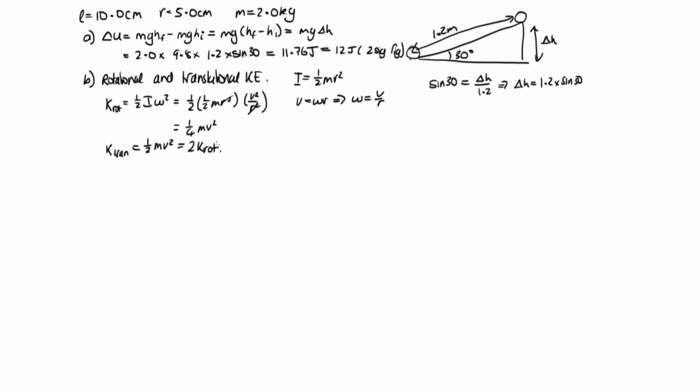So given that our translational is double our rotational, we have 1/3 going into rotational and 2/3 going into translational. So 1/3 of the kinetic energy is rotational, and 2/3 is translational.